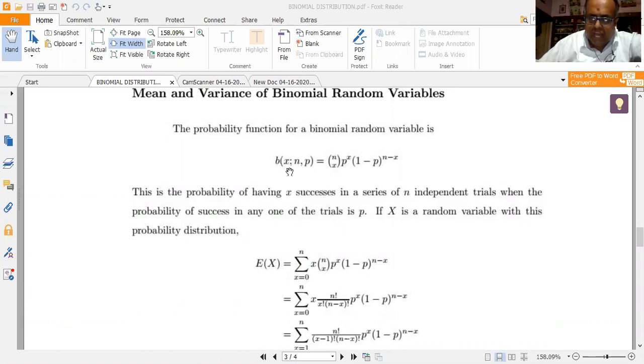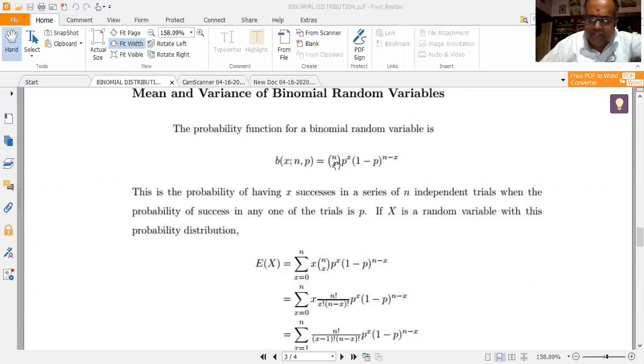P_X of x, or instead of that, I can write in another notation also. Different authors use different notations. B of x; n, p. B means binomial, x is the discrete random variable here, n is the total number of trials, p is the probability of success. Instead of writing this, you can write P_X of x, not an issue.